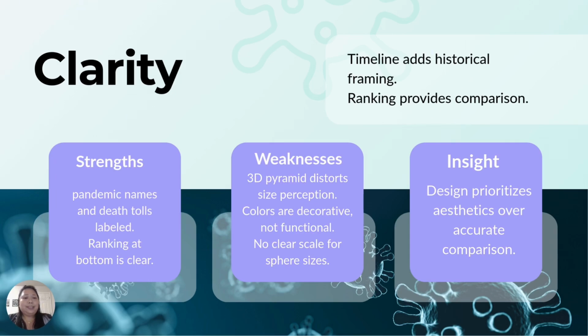But the weakness is that the 3D pyramid distorts size perception, and colors are decorative rather than functional. And there's no scale for the spheres, or how they made the decision to make them bigger or smaller, or what the use of it is. So it's not clear if the bigger spiky spheres show bigger death tolls. It was designed to prioritize aesthetics over accuracy.